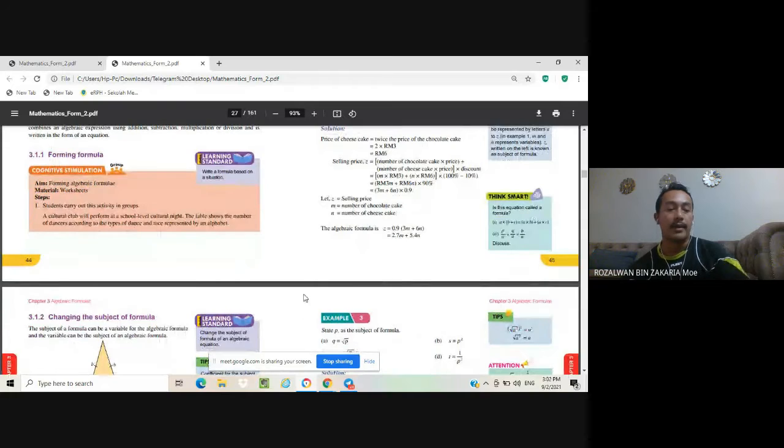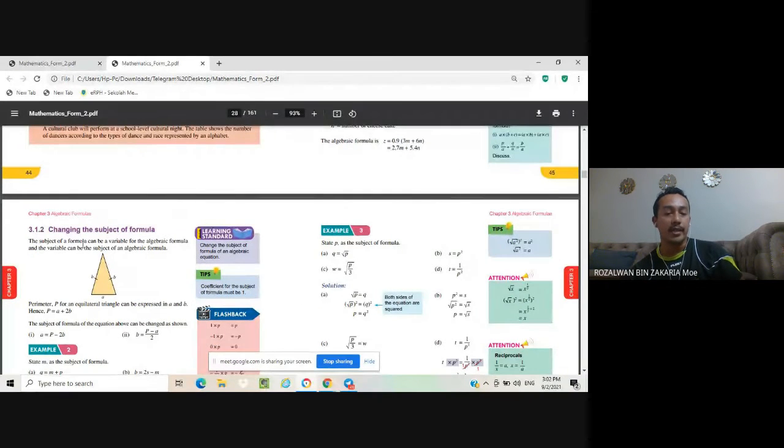Okay, next, look at this one. How to change the subject of formula. For the algebraic formula, there will be a subject. The subject of a formula can be a variable for the algebraic formula, and the variable can be the subject of an algebraic formula. Now look at this one.